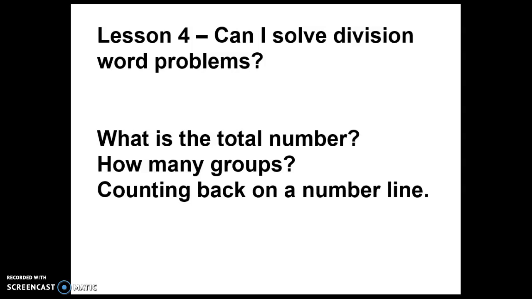Then we need to look for how many groups there are, or either how many groups there are or how many are in each group. Depending on the question, it might be different. And today we're going to be looking at how we can solve division using a number line as well.